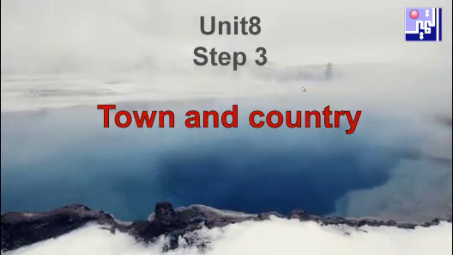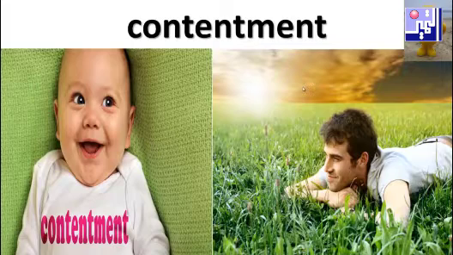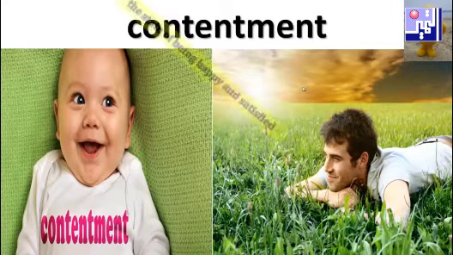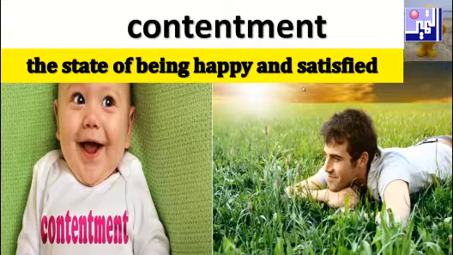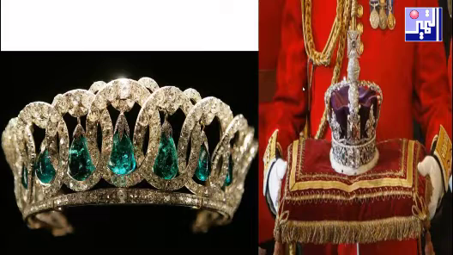After that, we have lesson 3 in the workbook. Here we have unit 8, lesson 3. Okay. The first word we have is contentment. Contentment here. As you see in the photo in front of you, we have a child feeling very happy, and another man feeling very happy and impressed about something. So the state of being happy and satisfied means contentment. Contentment. رضا. سعادة. Right. After that we have this one: crown jewel. Crown jewel here.